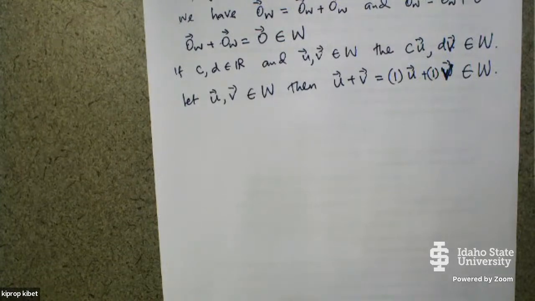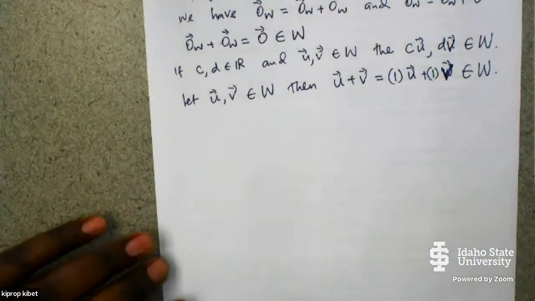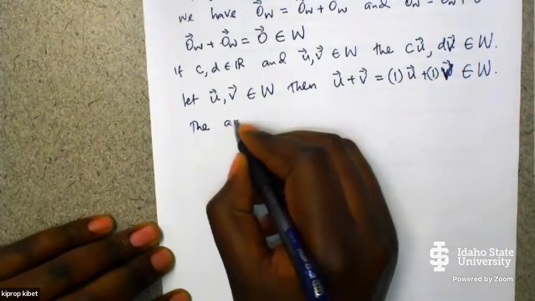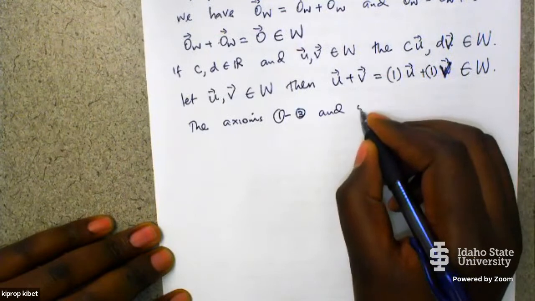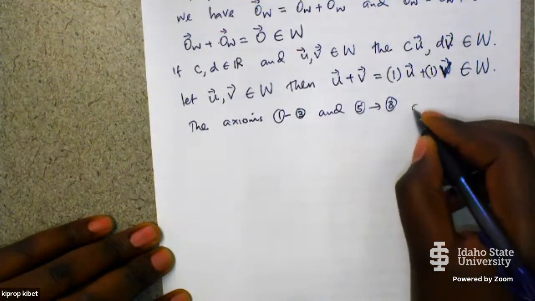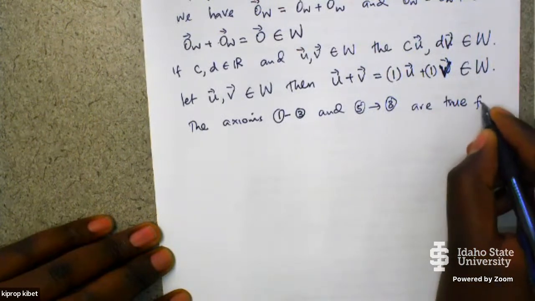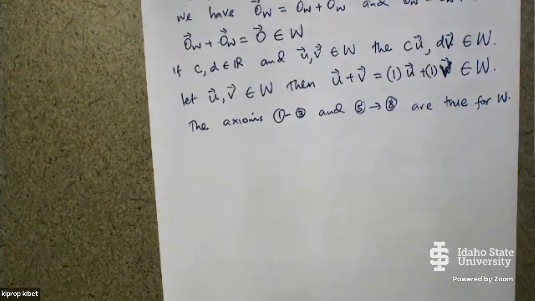Now, the axioms 1 to 3 and 5 to 8 are true for W. So it follows that these 7 axioms are also true for W. So it shows that W is a vector space.